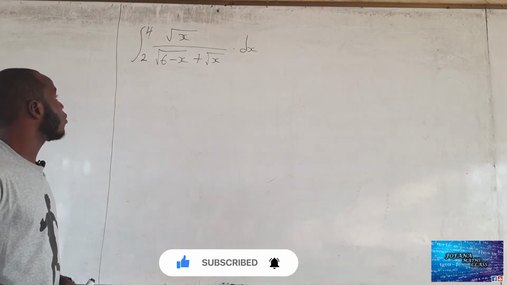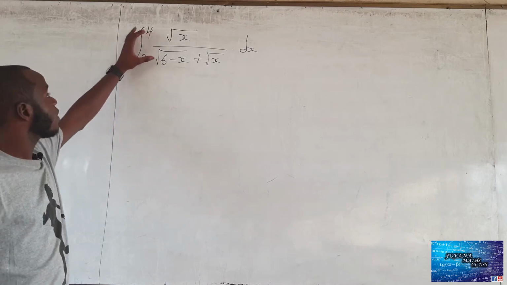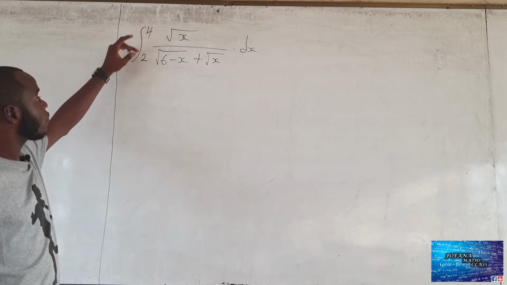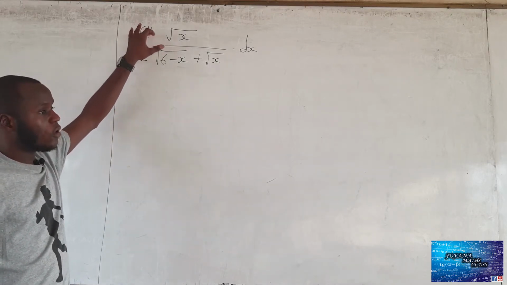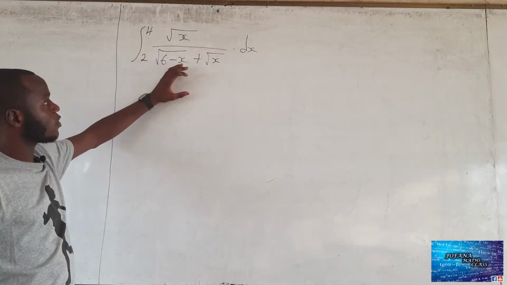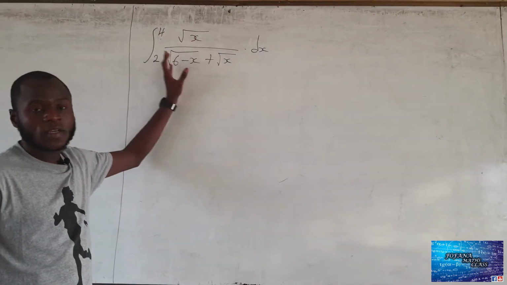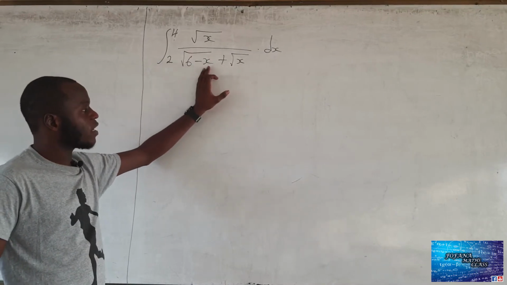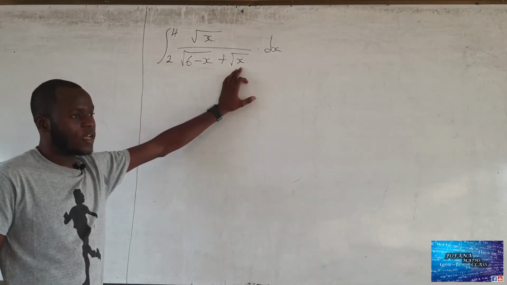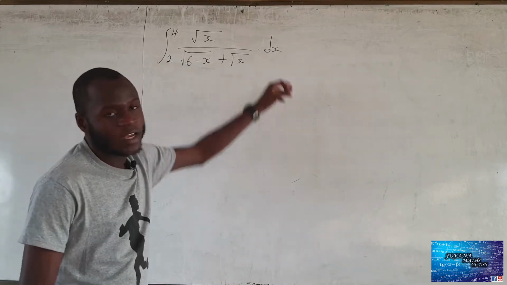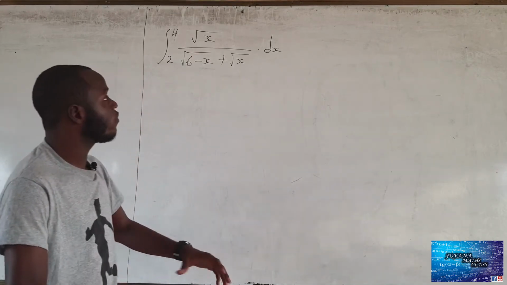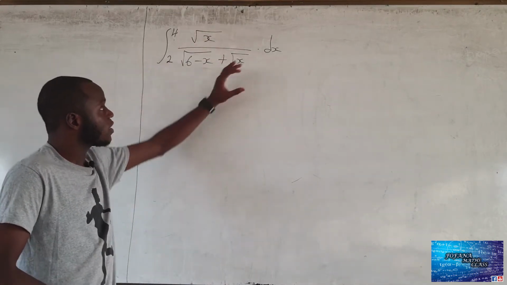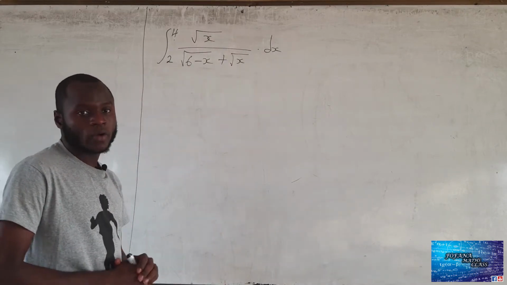All right, now the question is the integral with a limit from 2 to 4, and the body of the question itself is root x divided by root 6 minus x plus root x, dx. Okay, so we've been asked directly to integrate this particular question.